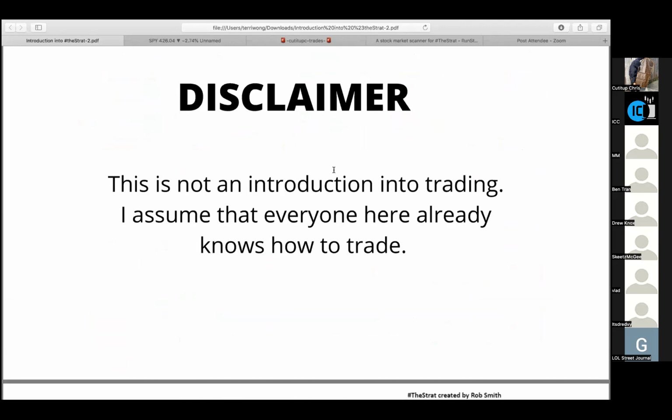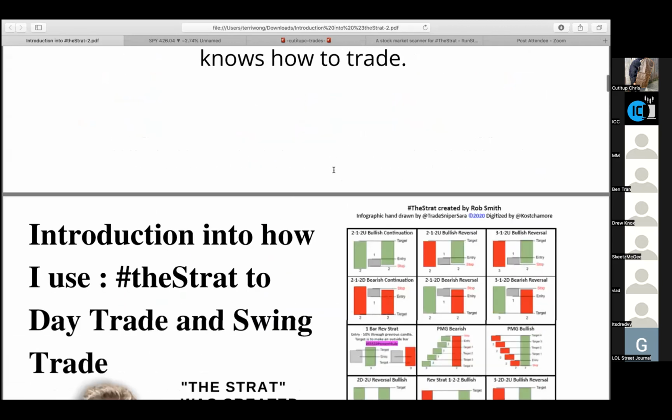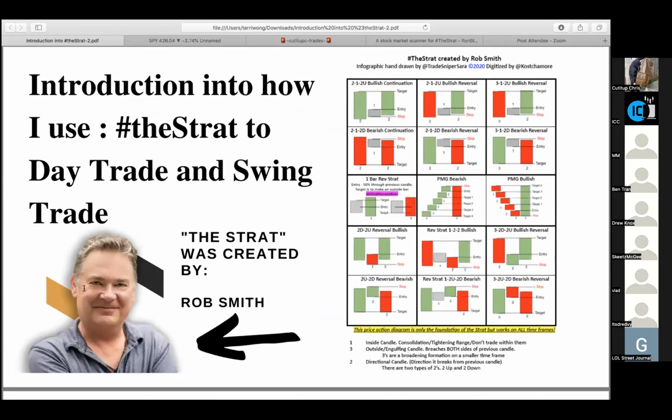Disclaimer: this isn't really a beginner's course. I'm already assuming that everyone here knows how to trade somewhat. I'm not gonna really go over the basics. I'm assuming you already know how to options trade or trade equities or whatever you may be doing. Just gotta say that.